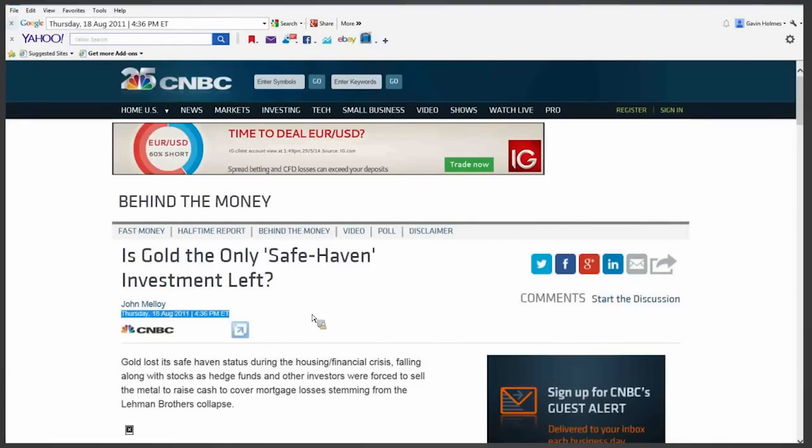So here, look at the date. It's very important. August 2011, right? Is gold the only safe investment left? I mean, come on. Everyone's told gold is a safe haven, all right? Everyone is told this is your safest place to put your money. But I can assure you it was the worst place.